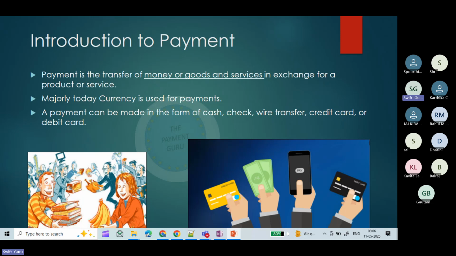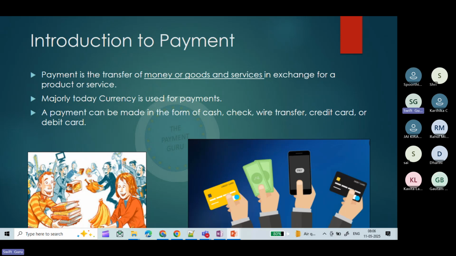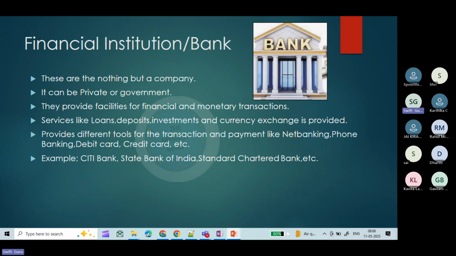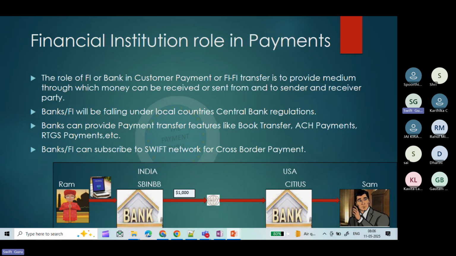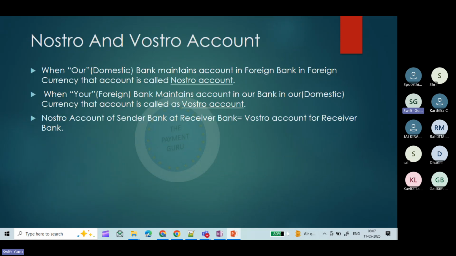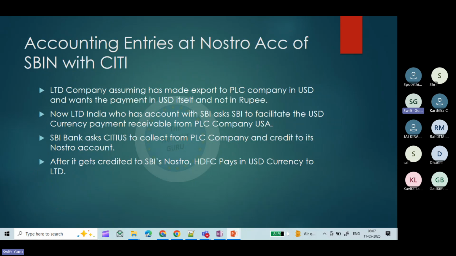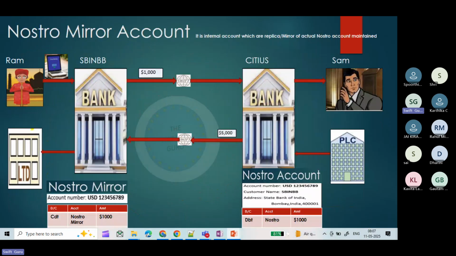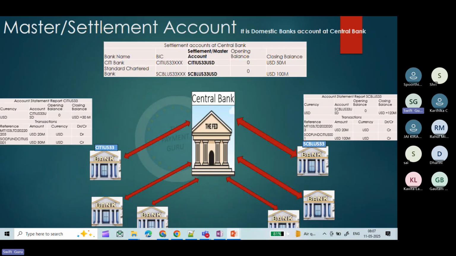All right. So yesterday we started with our training syllabus. We started some basic topics, like the introduction to payments, the definition of a bank or financial institution, the role of financial institutions in payments, who the central bank is and how it plays an important role in the local payment system, and some accounting terminologies like Nostro account, Vostro account, and the Nostro mirror account. These are the topics we covered yesterday. Today, let's proceed to learn some more basics.